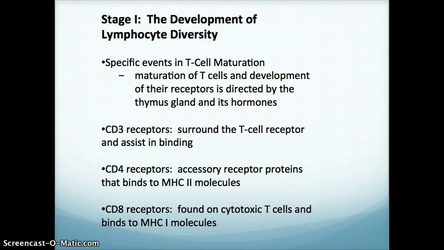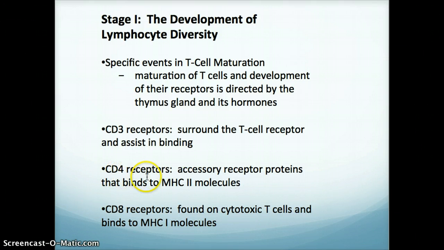When we're looking at T cells, remember T cells mature in the thymus gland, and the development of the receptors is directed by the thymus gland and its hormones. So there's a number of different T cell receptors that you will learn about in this chapter. There are the CD3 receptors, and these surround the T cell receptor and assist it in binding.